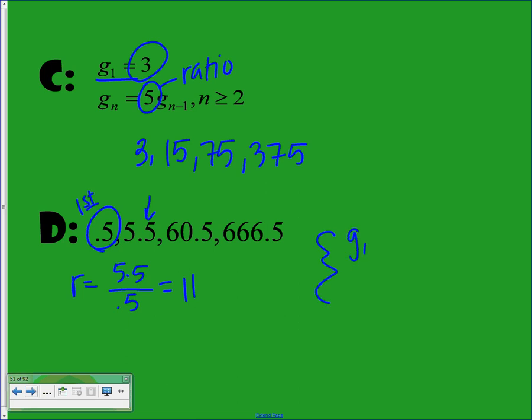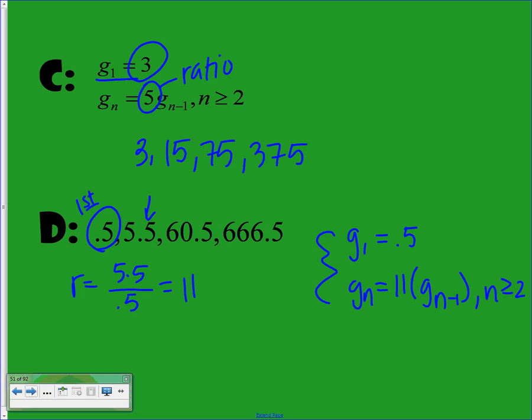So it says my first term is 0.5. And then it says G sub n equals R, which is my ratio, 11, times my previous term, G sub n minus 1. And then after all of these, we need n is greater than or equal to 2.